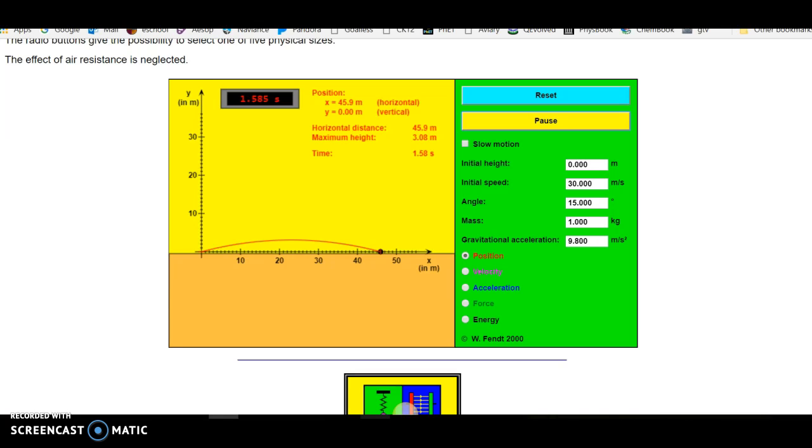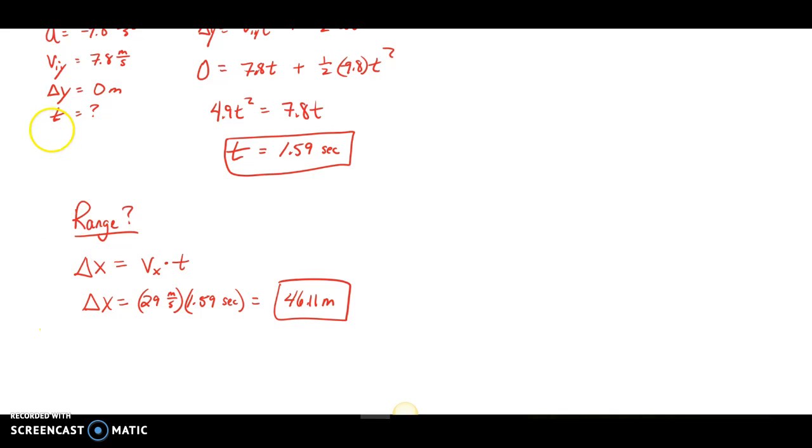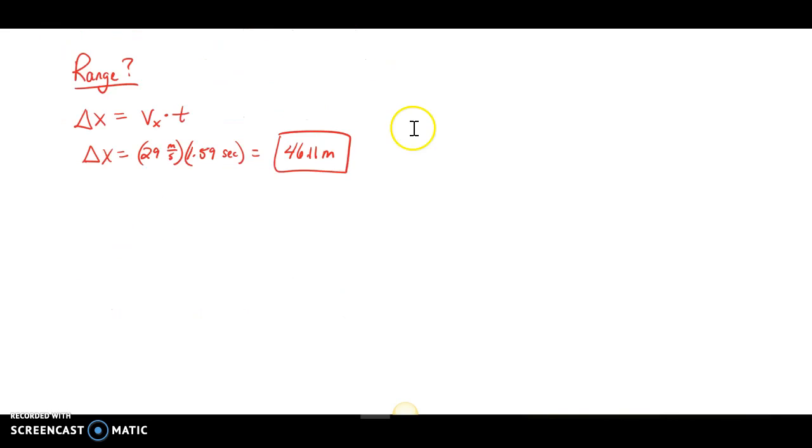Next, I want to ask one more question for the same problem. I'd like to know, at what other launch angle would you get the same range?